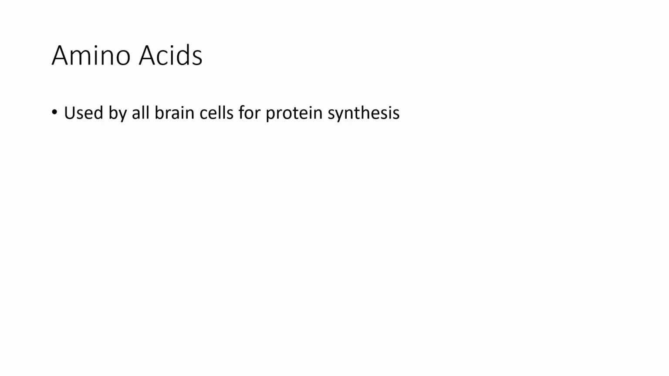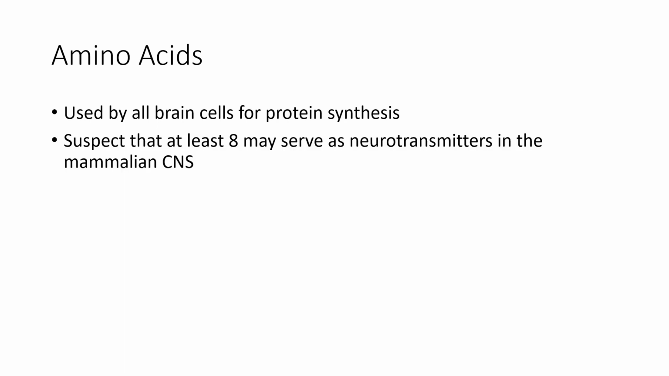Now, let's chat about some neurotransmitters more in depth. So let's focus on the first grouping of neurotransmitters, which are amino acids. Amino acids are used by all of your brain cells for protein synthesis or protein breakdown. We suspect that there are about 8 that might serve as neurotransmitters for mammalian central nervous systems like ours. Most common are the ones I've already mentioned, glutamate and GABA.